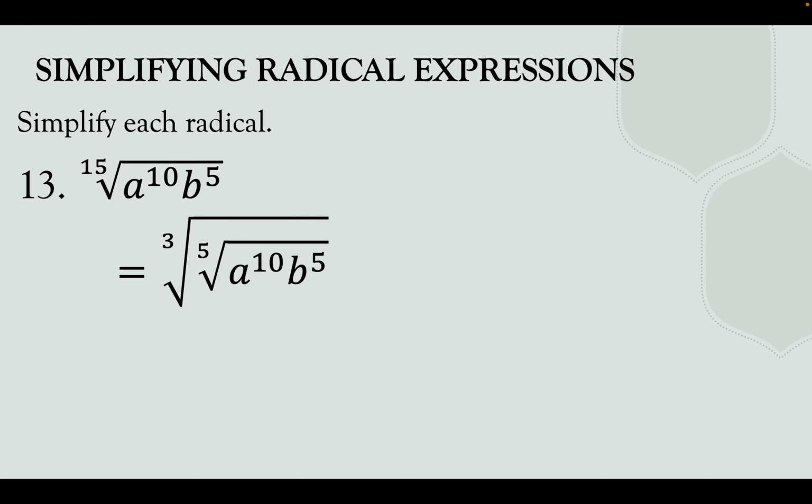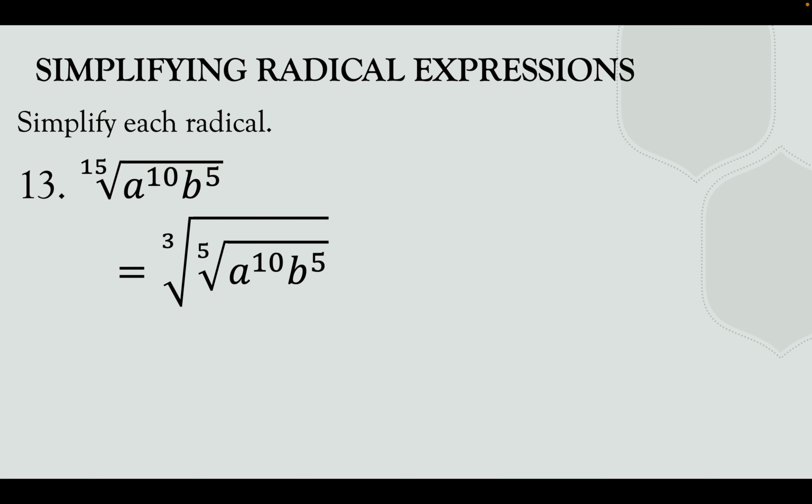Last two examples. We have example number 13. We have the 15th root of a raised to 10, b raised to 5. Since we can't divide the index by the exponent of the radicand, we need to reduce the index.